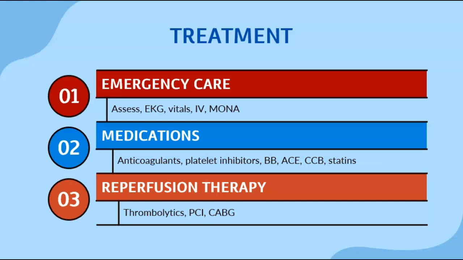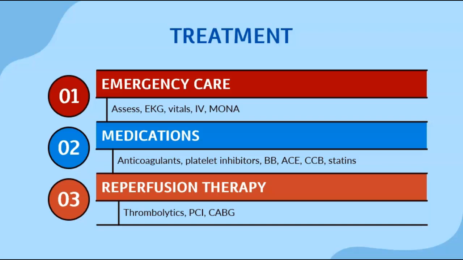Unless it is contraindicated, this patient will more than likely be discharged on beta blockers. ACE inhibitors or ARBs are used to prevent ventricular remodeling and prevent development of heart failure, which is a common complication after an MI. Calcium channel blockers can be used to help vasodilation and increase myocardial perfusion.